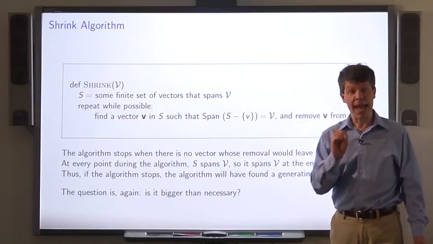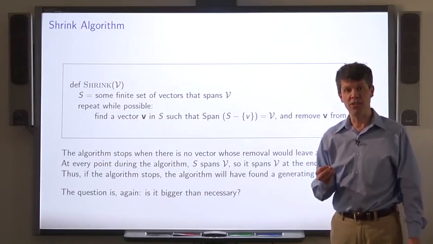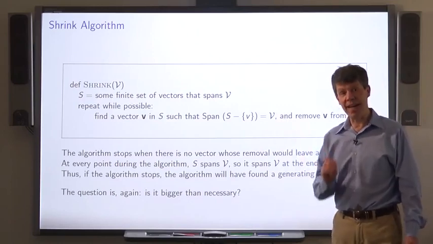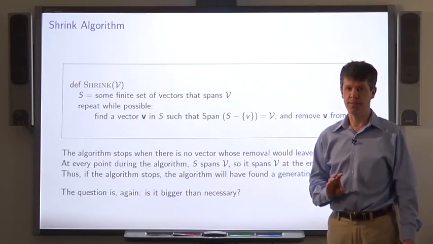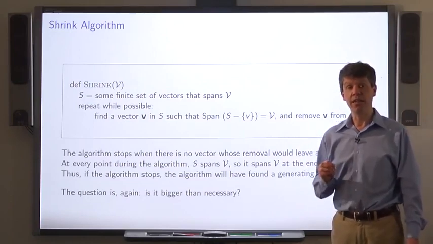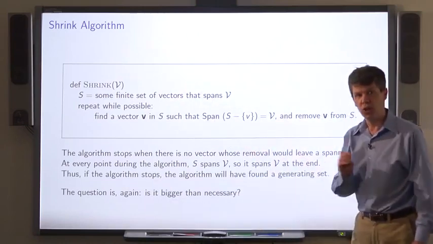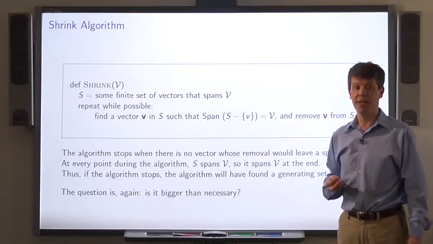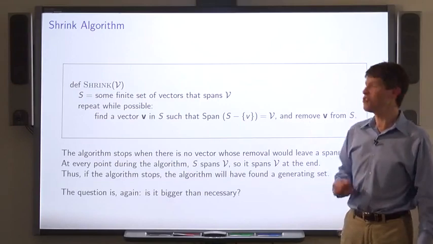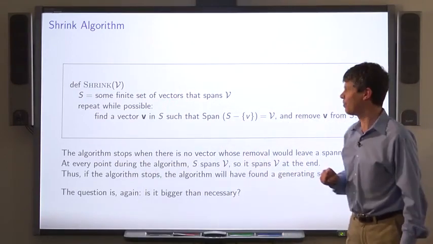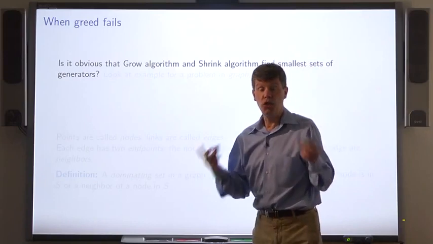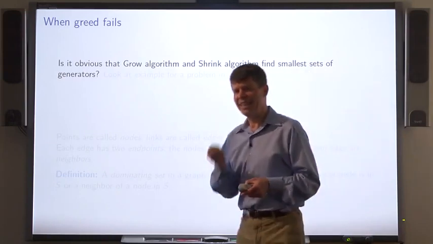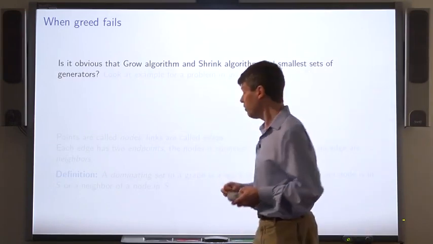The algorithm stops at the point when removing a vector from S would result in not spanning the original vector space. So at the point that the algorithm terminates, if it terminates, the span of S is the vector space V. The question is, is this set of generators a smallest possible set of generators for the vector space? There's an additional question of how we do the initialization. We've given two algorithms, the GROW algorithm and the SHRINK algorithm, for finding a set of generators. Is it obvious that each of these algorithms finds the smallest set of generators?